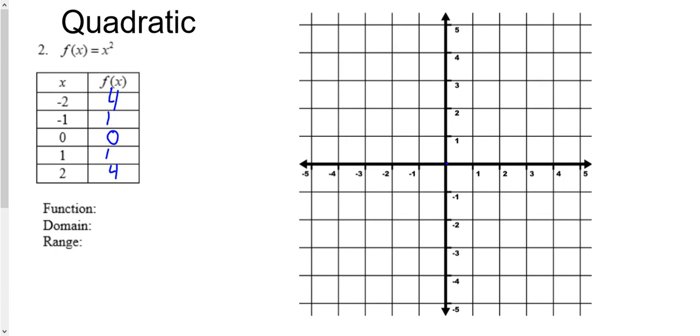Again, I'm going to start off by graphing as best as I can. I'm going to jot down all my dots. So I have a dot at 0, 0, a dot at 1, 1, and a dot at 2, 4. On the other side, to my left, I have a dot at negative 1, positive 1, and a dot at negative 2, positive 4.